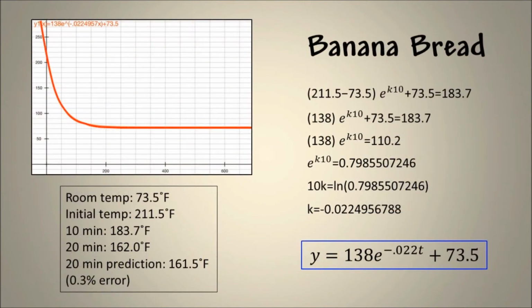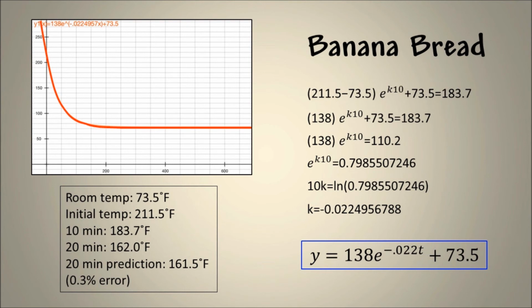We used Newton's law of cooling to predict the temperature of several items, starting with banana bread. To use Newton's law, we needed to take the temperature of the room and the initial temperature of the banana bread when we took it out of the oven. After 10 minutes, we took the temperature again. We plugged our data into the equation: the room temperature, initial temperature of the banana bread, the time, 10 minutes, and the temperature at 10 minutes. Then we solved for k to get our constant.